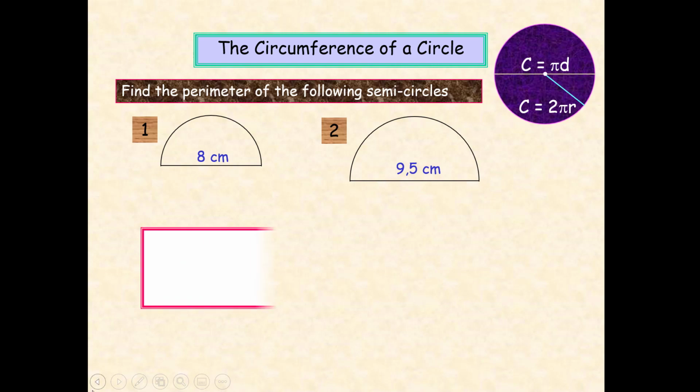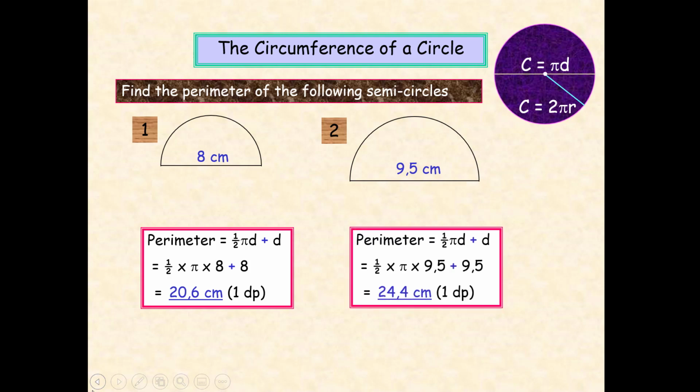So in the first one, let's calculate the perimeter of half a circle. That will be pi times d, but half of that, and then we add the diameter. If we use substitution, it's half times pi times 8, and then we add the 8, and that is 20,6 centimeters. Now you try number 2. Perfect. So the answer is 24,4 centimeters.